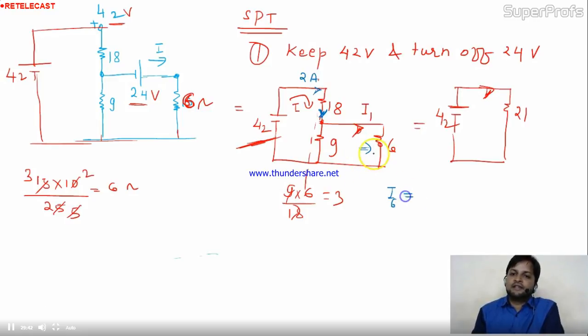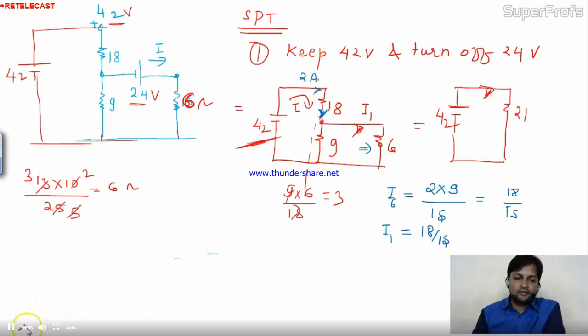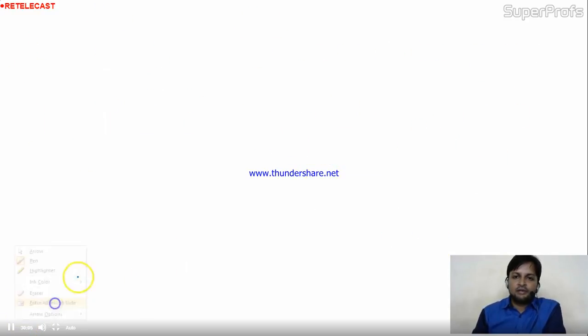The I6 is nothing but the main current, that is 2, opposite branch resistance, that is 9, the summation 9 and 6, 15. So this is 18 by 15. So you calculated I1. I1 is nothing but 18 by 15. Is it okay? Good. Now I1 you calculated 18 by 15 ampere.